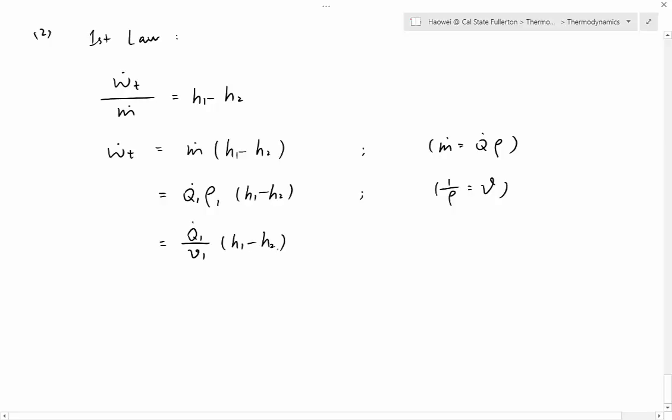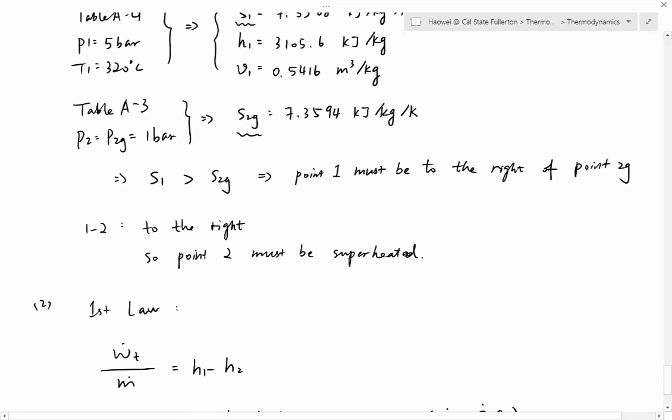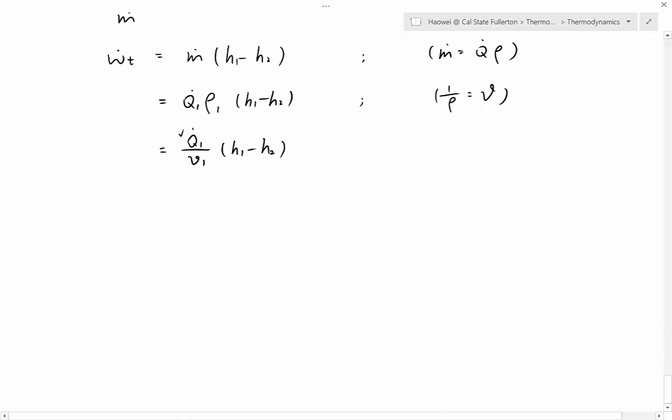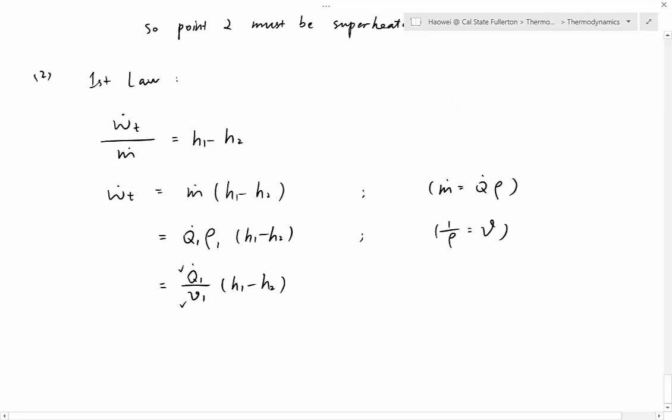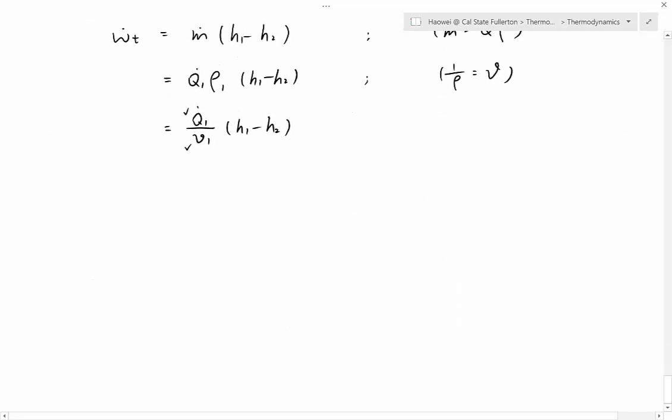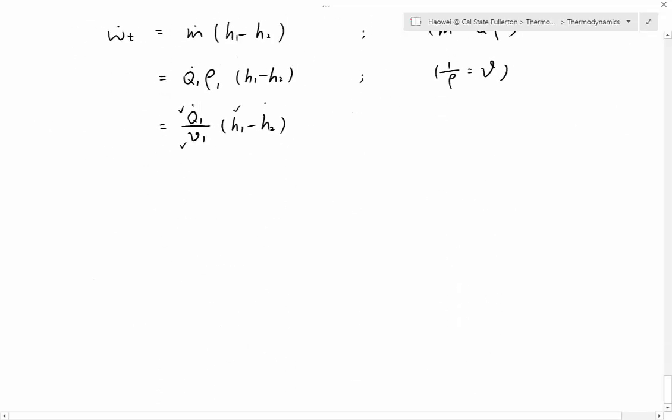Let's take a look. Do we have Q dot 1? Yes, volume flow rate Q dot 1 is given. Do we have a nu 1? Yes, we do. We found nu 1 earlier. Do we have H1? Yes, we do. We found H1 earlier, right here. Do we have H2? Not at this moment, so we just need to find H2. How do we look for H2?